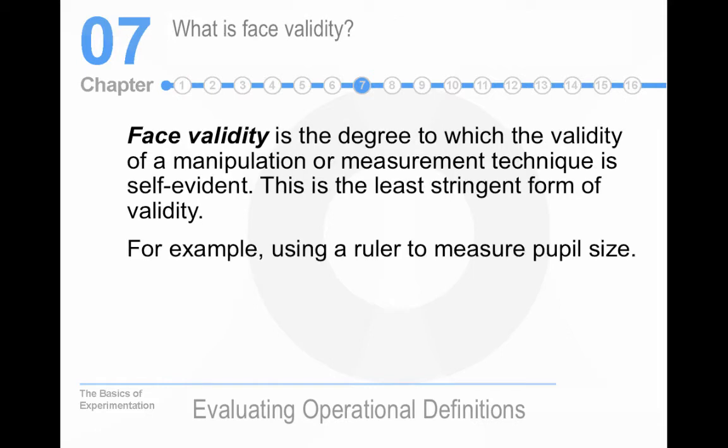Let's talk about different types of validity. Face validity. Do you seem to be measuring what you're intending to measure? This is the weakest type of validity because all it is is do you seem to be doing it? Okay. A good example is the ACT.